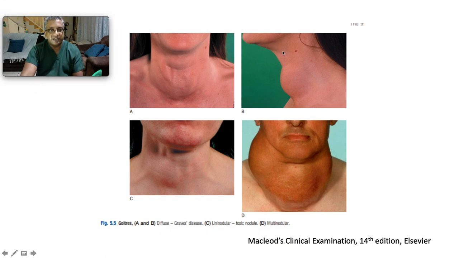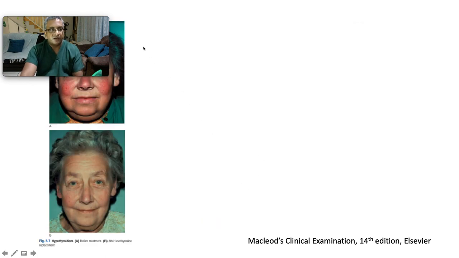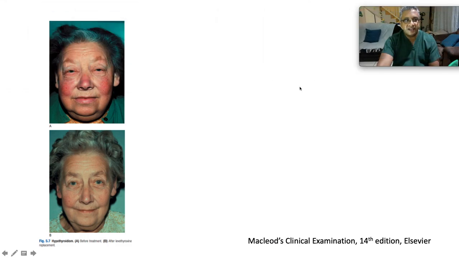So A and B show a diffuse goiter. This is obviously different views. The lateral view in picture B and an anterior view in picture A showing a beautiful diffuse goiter. In C, we see a uninodular toxic nodule. Here we see a multinodular goiter in picture D. All right, let's just move this into the other side. This is the typical appearance of someone who has hypothyroidism before treatment.